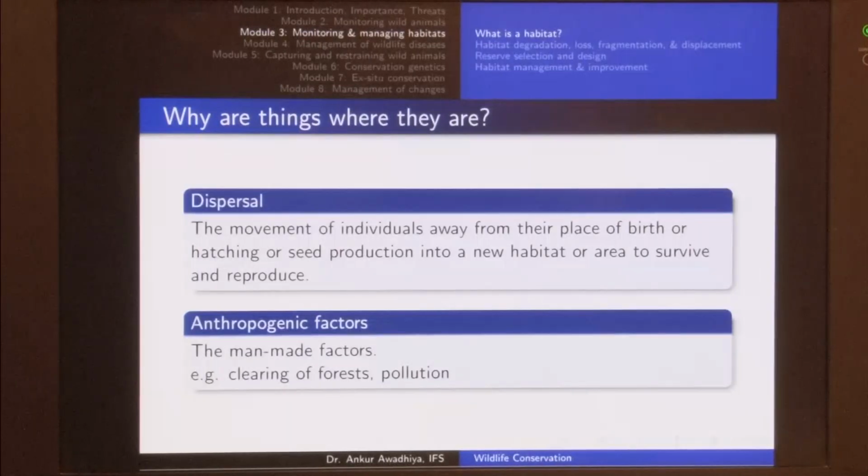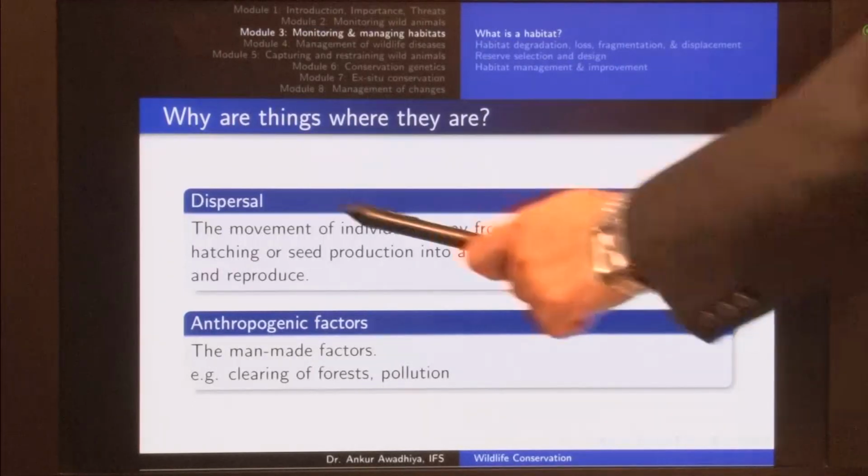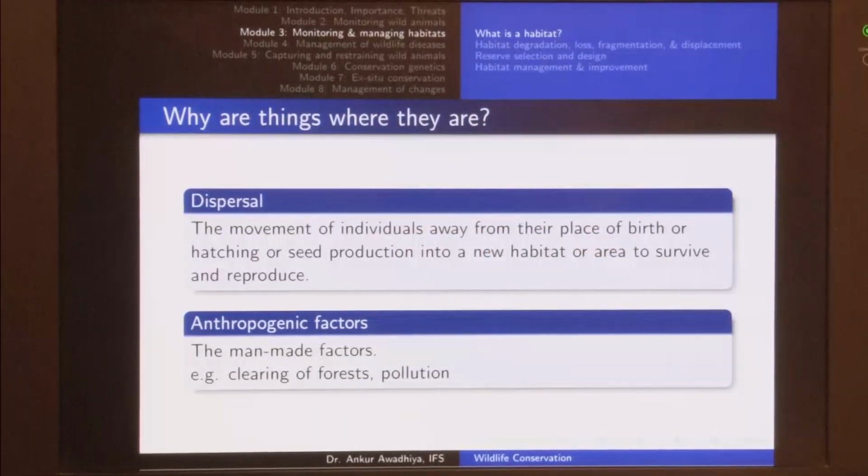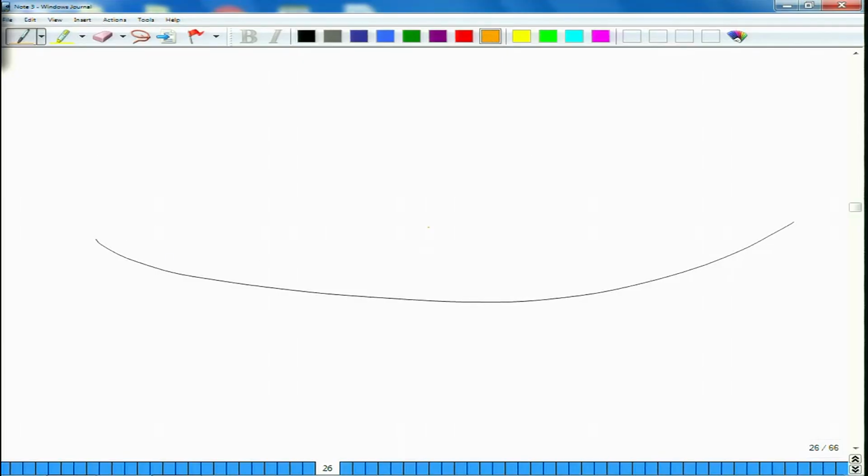Now, another thing that governs why and where an organism would be found is things like dispersal. Now, dispersal is the movement of individuals away from their place of birth or hatching or seed production into a new habitat or area to survive and reproduce. Now, what do we mean by this? So, let us consider a piece of land, and here we have a single tree.